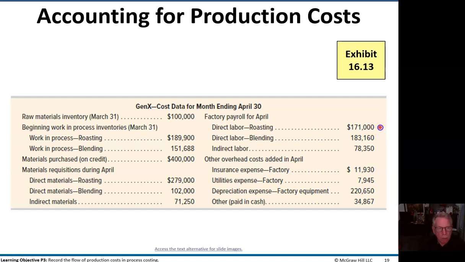Now, factory overhead, we had direct labor during April here in the roasting department and direct labor in the blending department, along with some indirect labor that went into the overhead pool. Now, there's other overhead costs added in April, which we explained, I think, in the job order costing chapter. But here is our other overhead costs: insurance expense for the factory, utilities expense for the factory, depreciation expense for the factory equipment, and some other items that we paid in cash. So all of these other overhead costs go into the overhead pool, along with indirect labor and indirect materials. So you can see this is starting to get a little more complex than job order costing.